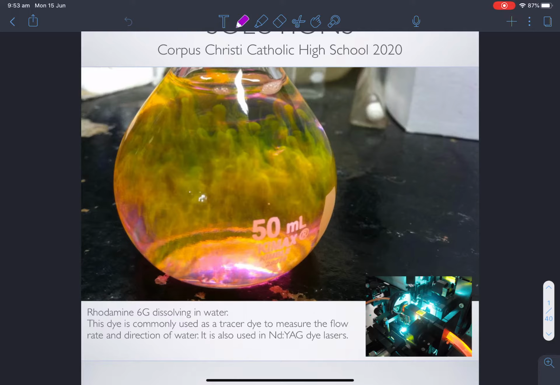And I've also seen it used in neodymium YAG lasers, a type of laser where you can tune the wavelength of it. So the wavelength that it pumps out of the laser, you can change that using these dyes.